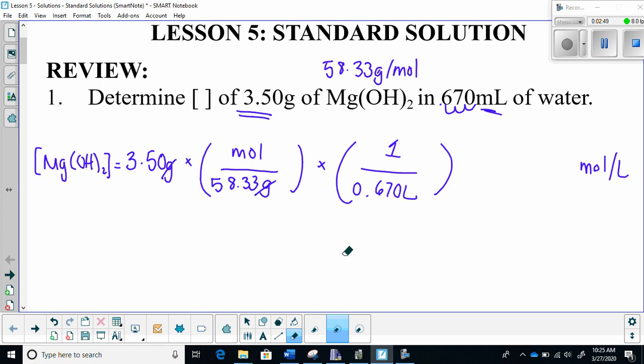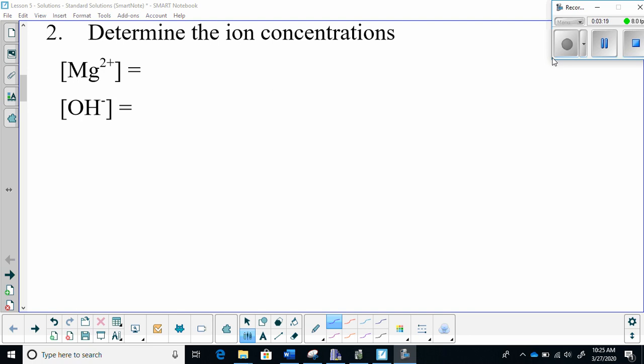Perfect. So once we plug that in, get rid of that equal sign. Once we plug that in, we get a concentration to 3 significant digits of 0.0896 moles per liter. Or we can represent it as 0.0896 capital M. Remember that capital M is the same as moles per liter. Perfect. So let's go. Okay, so here we are now asked to determine the ion concentrations. So once we've dissolved magnesium hydroxide into that solution, what are the actual concentrations of these ions?